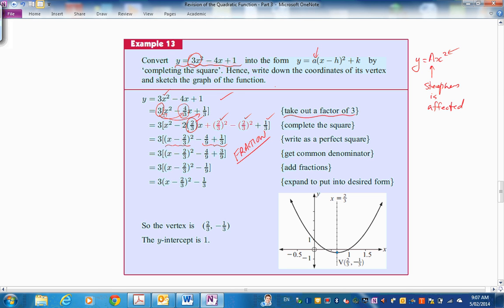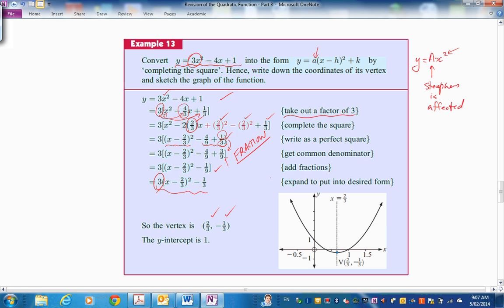What's the way to do it? 4/9 plus 1/3, change 1/3 to 9ths. So if I multiply the bottom line by 3 to get 9, multiply the top line by 3 as well, so you get -9ths. So it is a steeper graph because of this, and the vertex is 2/3, -1/3.